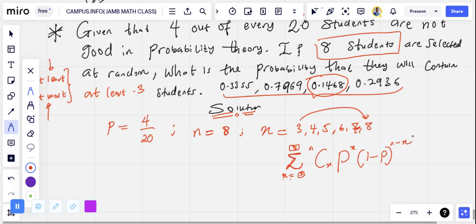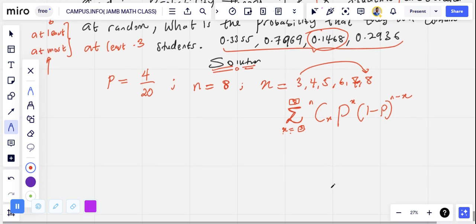So guys, this is what you are going to do. You can't really type all this, you need to insert the values. I already have this one sorted out. X starts from 3 to 8. So this n is what? N is 8. You press 8 immediately after the summation, after writing 3, and you input 8 as well. So you have 8 combination.